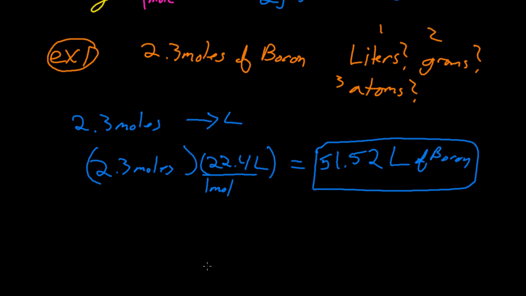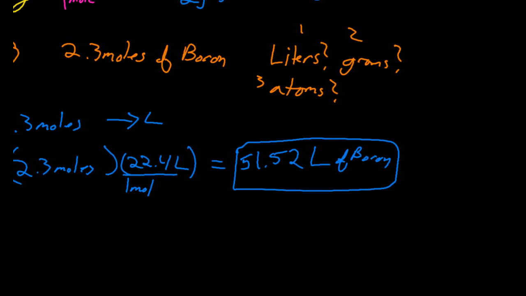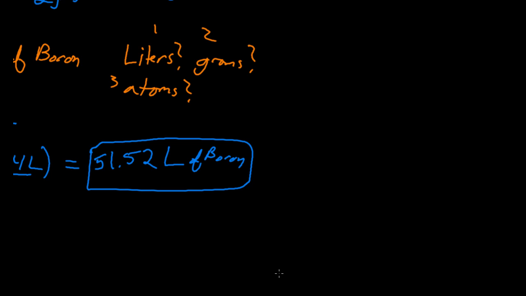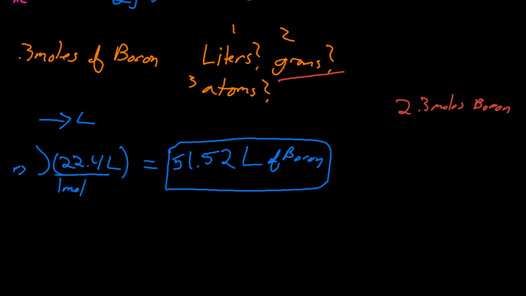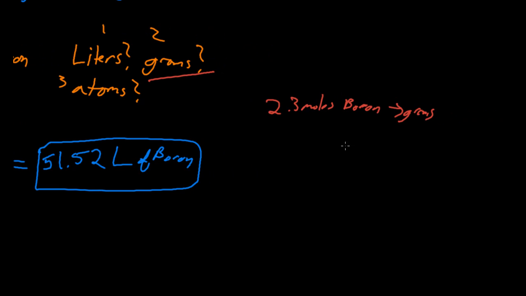Oop, that's the bottom of the space right there. We'll move to the right a bit. Okay, so next we are asked to find grams right here. So 2.3 moles of boron, grams. And another thing I want to point out is, actually I'll point it out after that. It'll be clear after I do grams what we can observe from the liters.